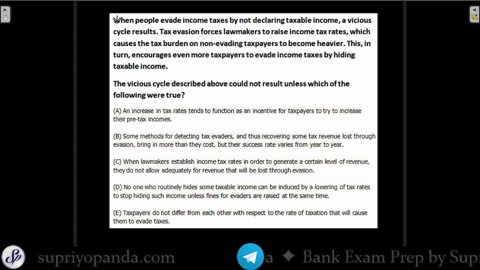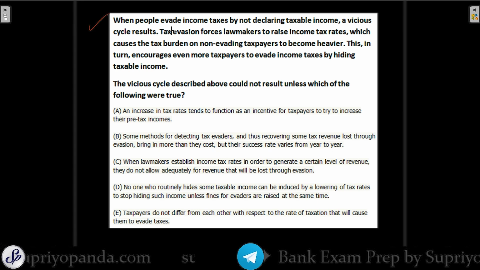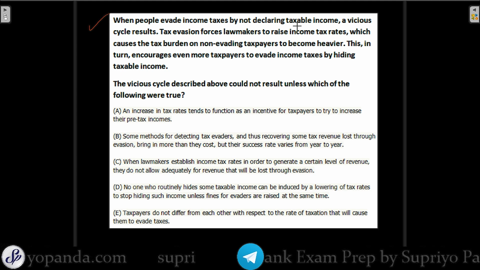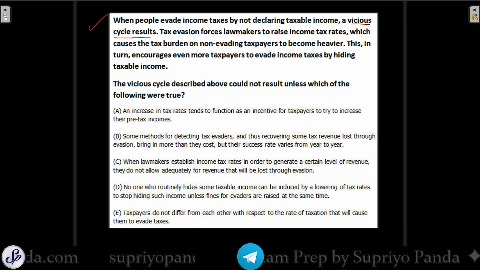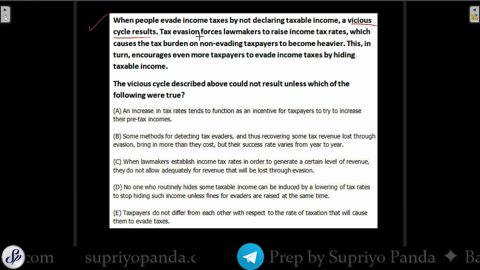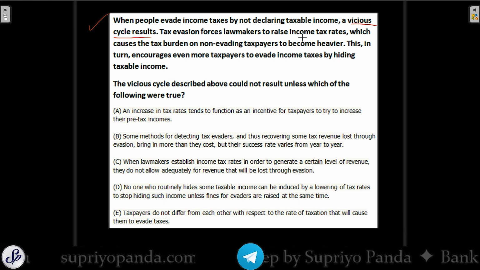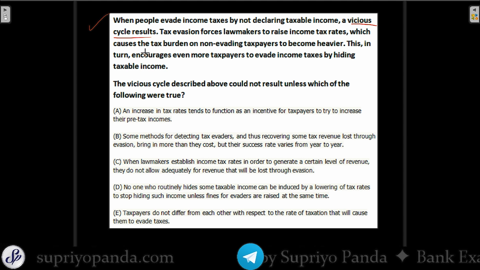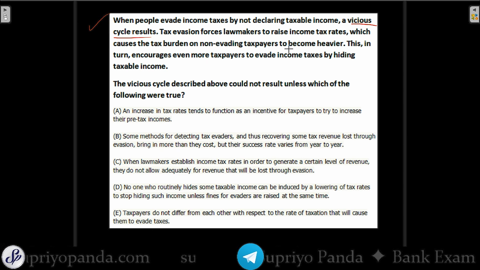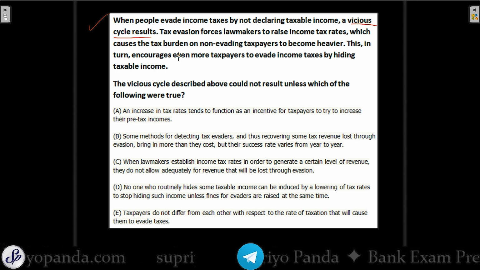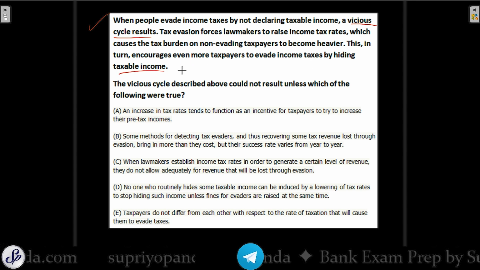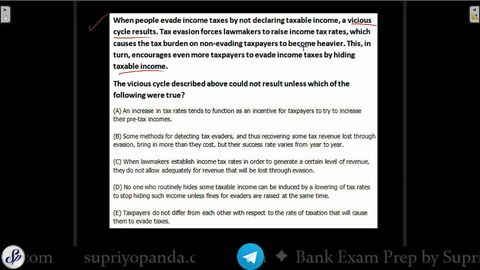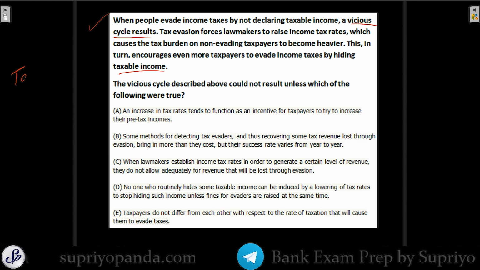So what is this question asking us? Let us read it. When people evade income taxes by not declaring taxable income, a vicious cycle results. Okay, so it's a vicious cycle. What is this cycle? Tax evasion forces lawmakers to raise income tax rates, which causes the tax burden on non-evading taxpayers to become heavier. This in turn encourages even more taxpayers to evade income taxes by hiding taxable income. So what they are basically saying is that because you have tax evasion, right?